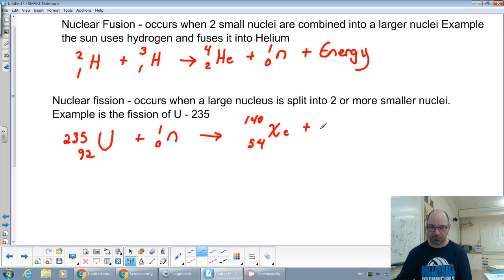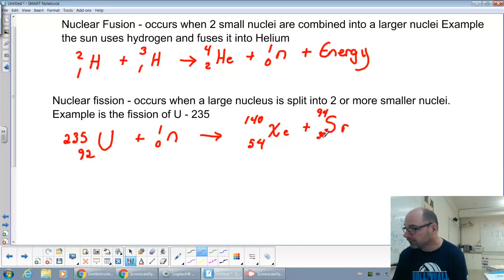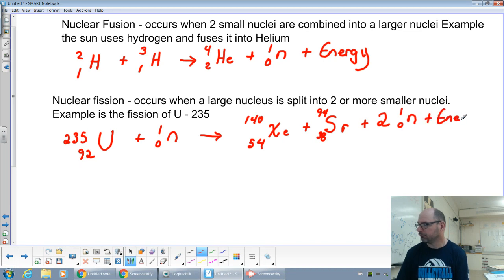plus, so I had to look this up because I don't memorize this stuff. Neither do you. You just have to be able to identify what's going on. It's 38. Okay, so that should be 92 on the bottom. And then we also have two neutrons released, plus energy. There is the fission of uranium-235.